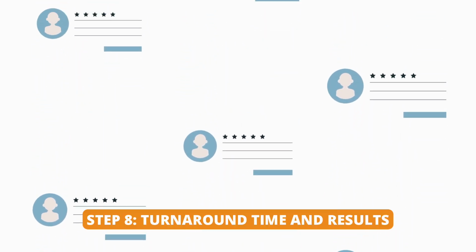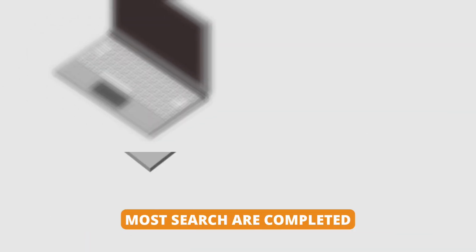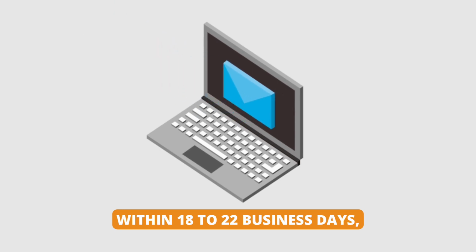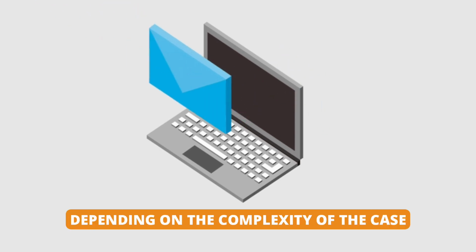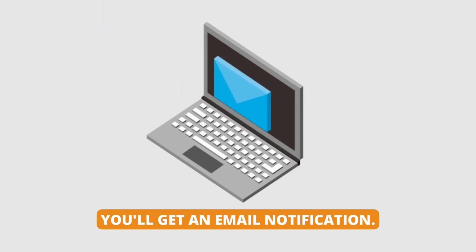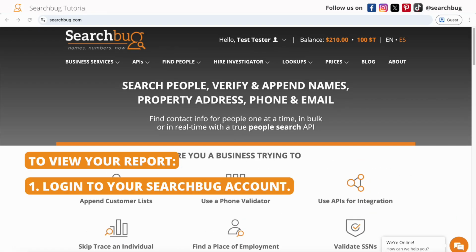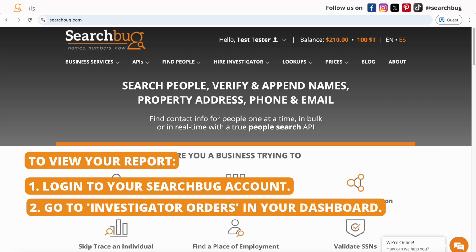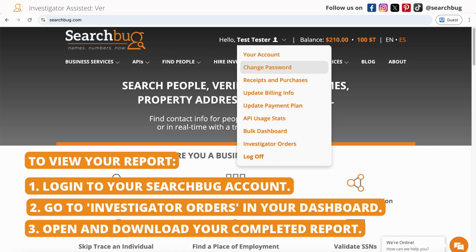Step 8. Turnaround time and results. Most searches are completed within 18 to 22 business days, depending on the complexity of the case and the details you provide. When your results are ready, you'll get an email notification. To view your report, log into your Searchbug account, go to Investigator Orders in your dashboard, open and download your completed report. Then that's it.